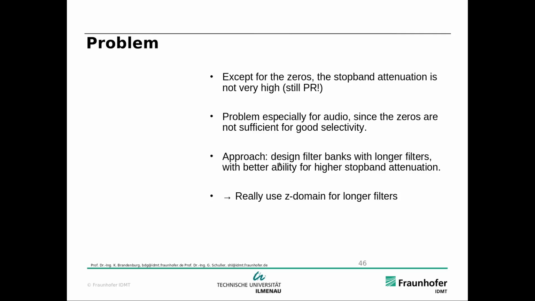The approach here is to design filter banks with longer filters with better ability for higher stop attenuation. And that means we really need to use the Z domain for longer filters, which means the filters have a length which is multiple times the block length capital N. Only if we have longer filters, we get good stop attenuation, like in our simple example for the direct implementation, where our filter was 8 times as long as our capital N, right? So this would mean we have 8 times the block length, and that gave us good filters, right?